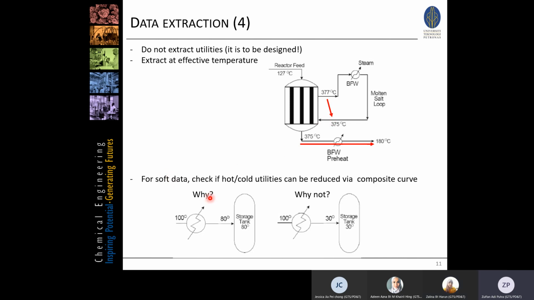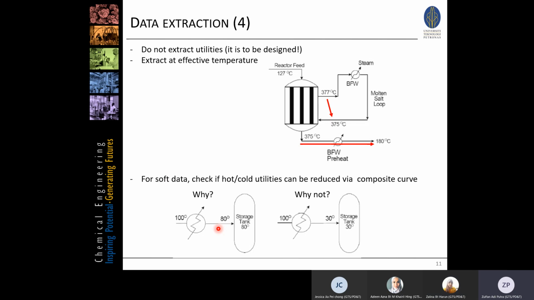And then soft data. Soft data means, for example, 80 degrees C. It goes to the tank at 80 degrees C, but we can question ourselves: does it really need to be 80 degrees C? Can we reduce it somehow so that we can recover more heat, or is there a constraint? Why not 30 degrees C, for example, in this case? Because then we can extract more heat from this stream. So that's basically what is meant by soft data.